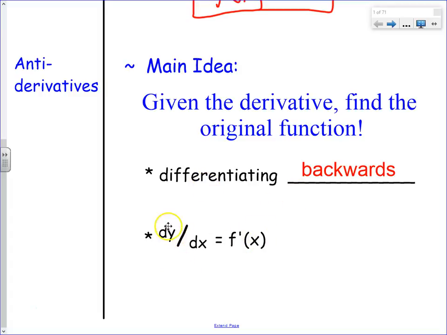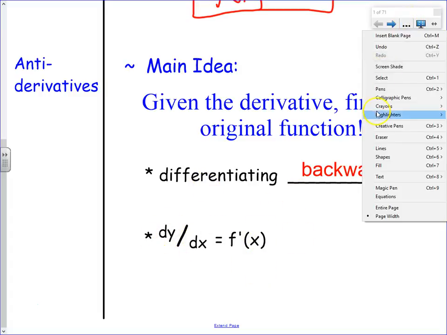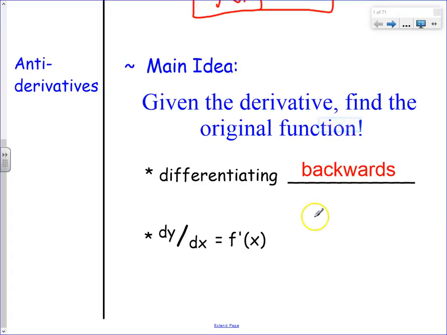Differentiating backwards. So being given the derivative and then going to the original function. Being given a derivative, being given an f prime, being given a dy dx, and then going to the original function f. Now, what's something nice about being given a derivative?